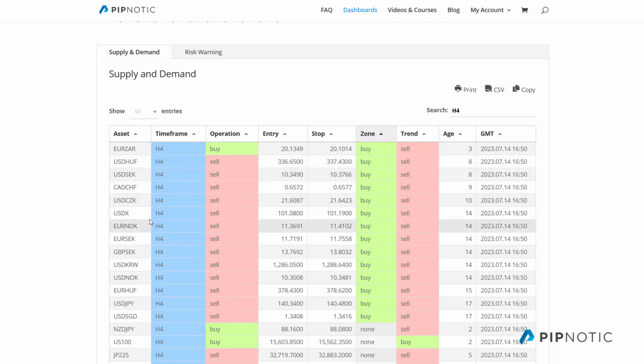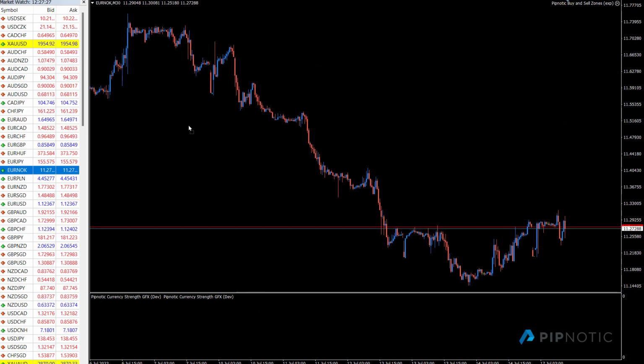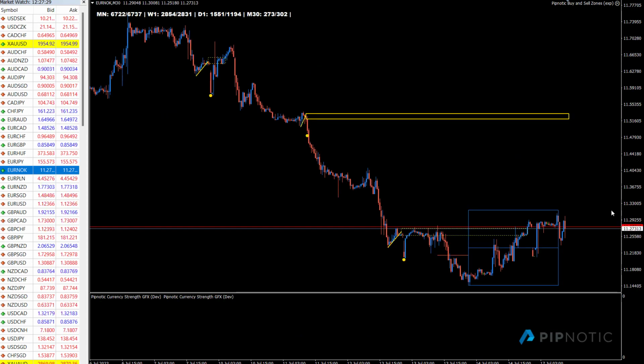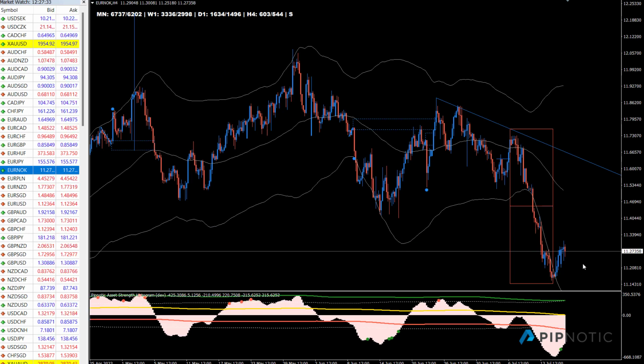We have the Euro Norwegian Krona. Let's take a look at that. Euro Norwegian Krona. There you are. And so now we're already starting to turn a little bit. Let's see what it looks like on the 4-hour. Yeah, we've kind of already started to turn around.